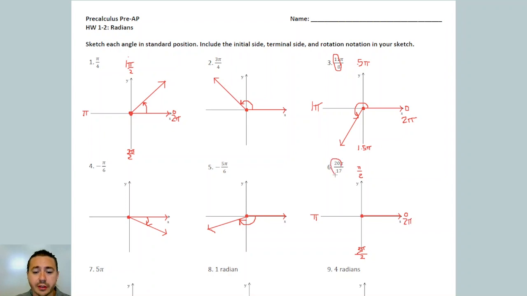So 20 is bigger than 17, but it's not bigger than twice 17. So I know it's at least bigger than 1. So it's definitely going to be, if here's my terminal side, here is 1/2. It's definitely bigger than 1/2. It's bigger than 1. I guess the question is, is it bigger than 3/2, like 1.5?